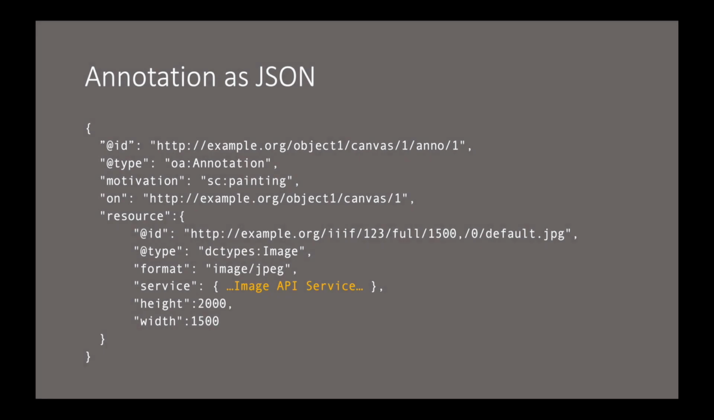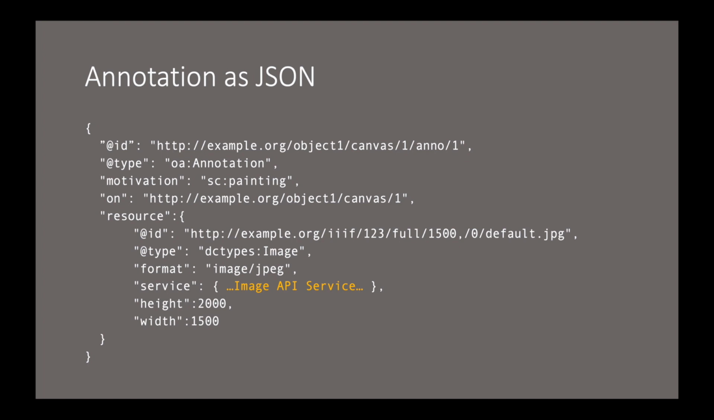The JSON of the annotation contains an ID and type. It also contains a motivation of painting. This motivation is defined in the Presentation API specification, and it indicates that the annotation is painting content onto a canvas. On references the unique ID of the canvas we saw previously, and resource references an image. You can see that the format here is defined as image JPEG, and it has a height and width in pixels. The key thing, though, is that it also has a service block, and in that block would be a reference to the IIIF Image API service for this image.